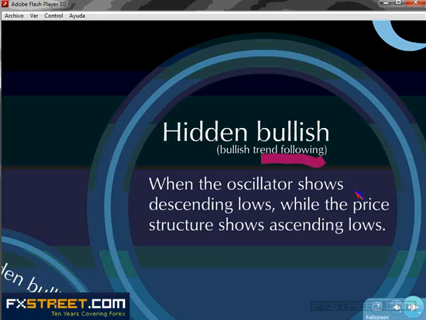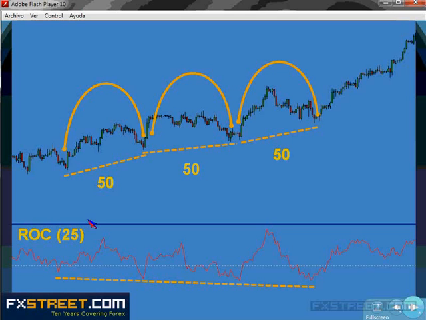This is when the oscillator shows descending lows while the price structure shows ascending lows. And here we have an example with a rate of change. In that case, we have this ascending price action, and here the lower values in the oscillator window. Okay, and this situation is obviously, in hindsight, nice to see that we have these nice periods, nice cyclical movements of 50 periods. So I calibrate the oscillator to the half of that cyclical movement.